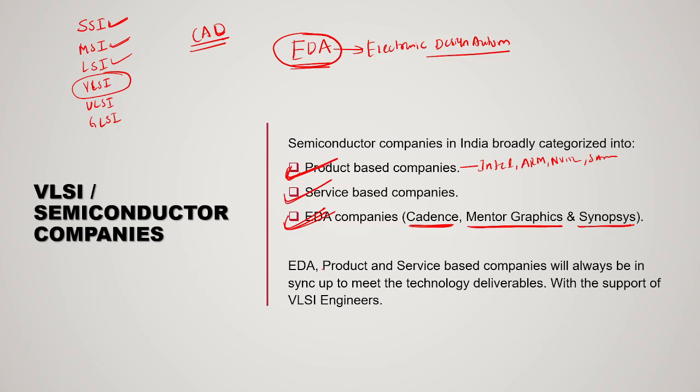So EDA companies, product-based companies, and service-based companies work together and synchronize to meet the technology deliverable. Whatever ICs they are making, they work together, with the support of VLSI engineers. VLSI means very large scale integration. We are in VLSI. Hope you understood what these VLSI companies do.